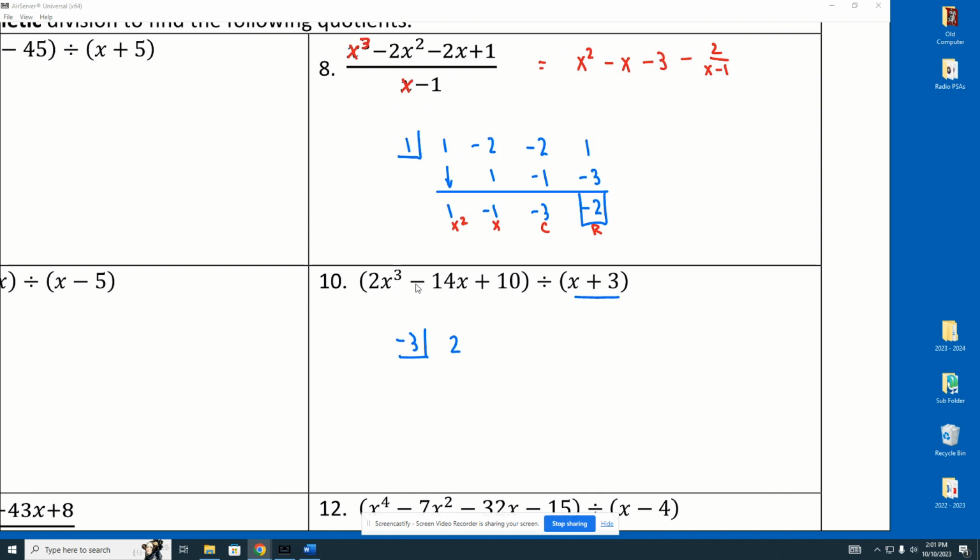Look, there is no x squared. That's okay, but you got to put a 0 in its spot. There is an x, that's negative 14. And there is a constant, that's positive 10.